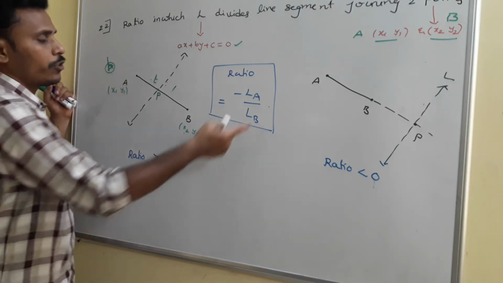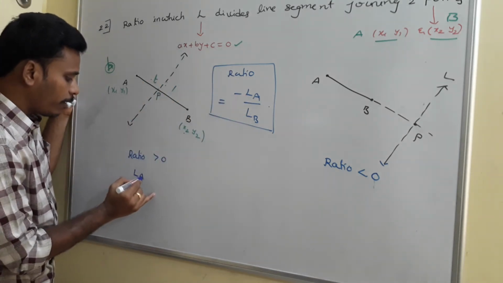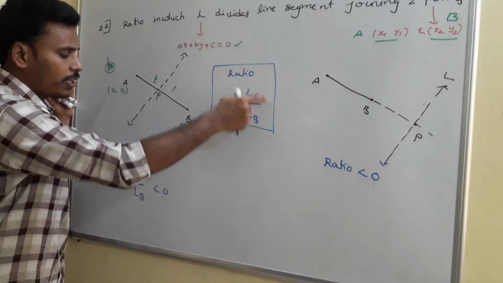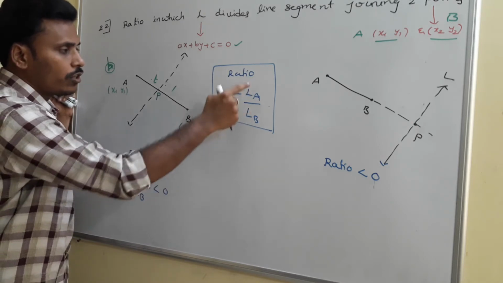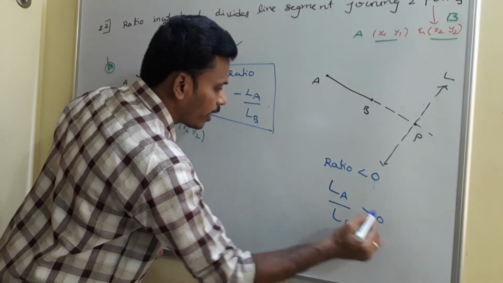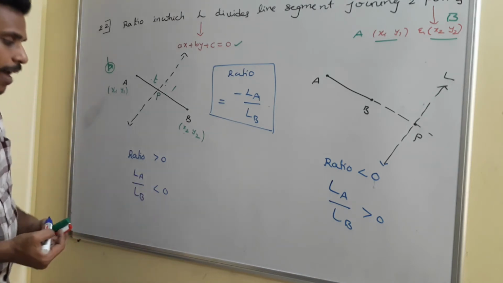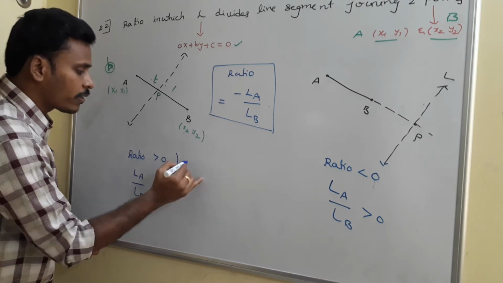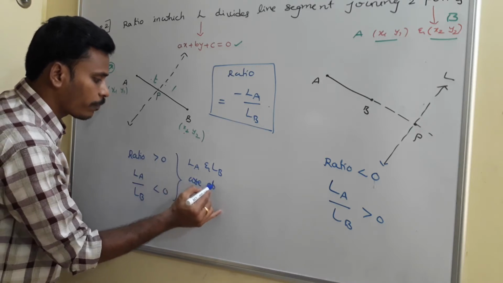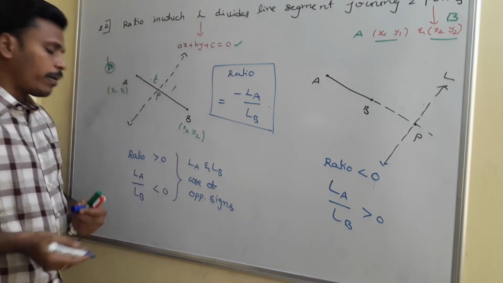Ratio positive means minus LA by LB is positive, which means LA by LB is negative. See, this is positive, and already a negative sign is there, so this LA by LB is negative. Whereas for this case, since the ratio is negative, this LA by LB should be positive. Whenever LA by LB is negative, LA and LB are of opposite signs. If both numerator and denominator are of opposite signs, then only LA by LB is negative.